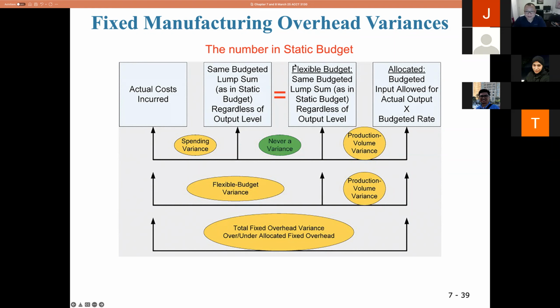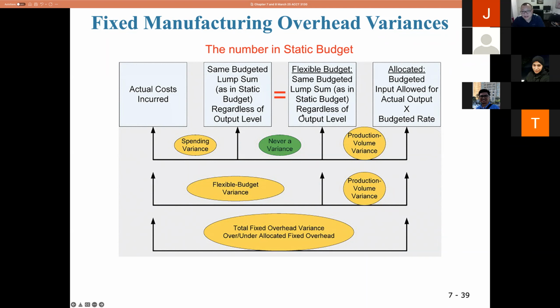When you compare flexible budget versus your actual cost, these two give you the flexible budget variance, right? And when you compare this left and the second to the left, that gives you the spending variance. Now you see, for the variable cost overhead, these two are the same, but not for the fixed cost. For the fixed cost, these two reflect the production volume variance.